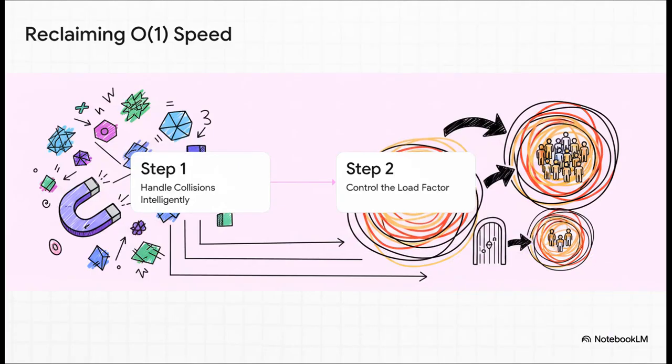The game plan here is actually pretty straightforward. Step one, we need a smart way to deal with collisions because they are going to happen. Step two, we need a firm rule for controlling that load factor to stop crowding before it starts. So let's tackle these one by one.